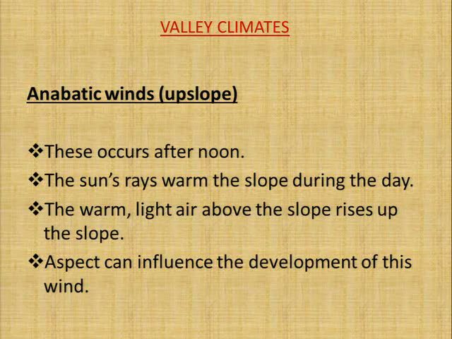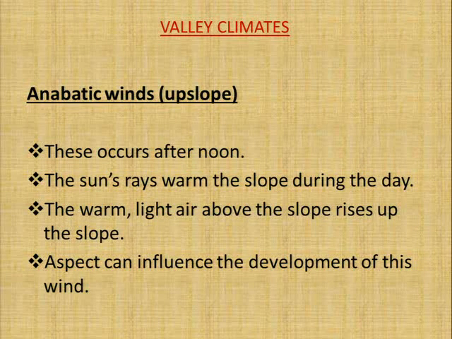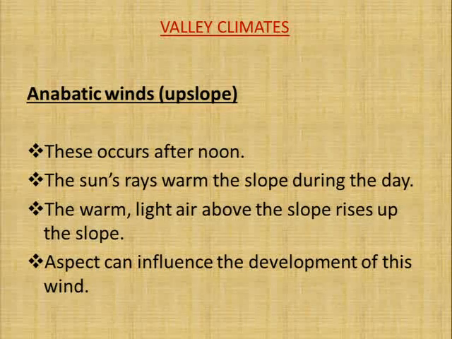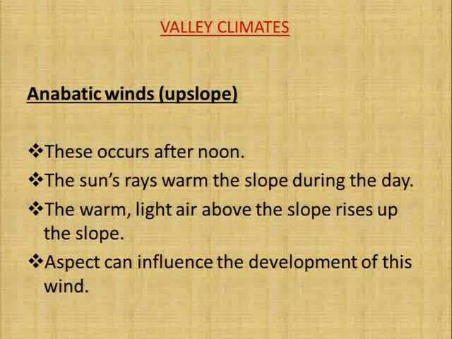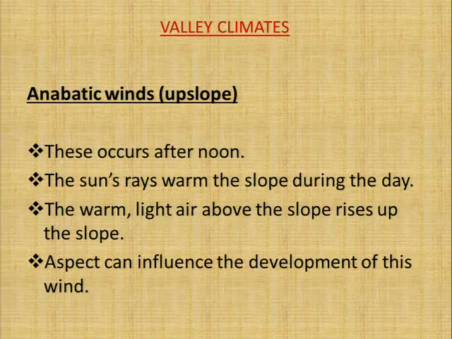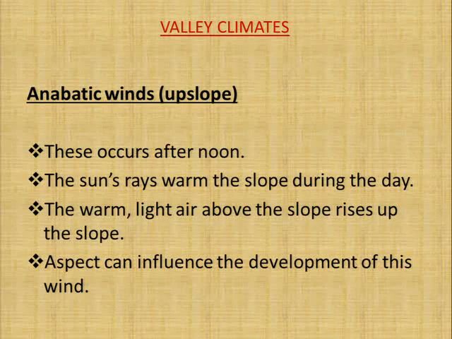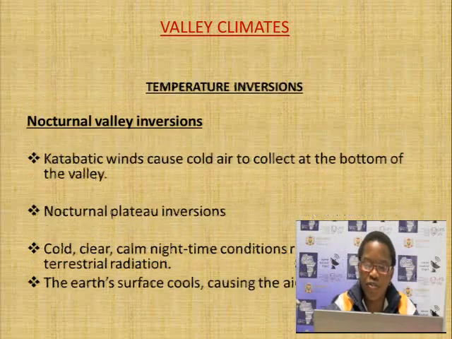This occurs in the afternoon, or during the day when it is very hot. Now during the day, just like during the night, the Earth's surface becomes quickly hotter. The heat concentrates itself on the upper layers of the Earth's surface. Now they say the sun's rays warm the slope during the day, and the warm light air above the slope rises up the slope. The aspect can influence the development of this wind. So the slope itself can influence the development of these winds.